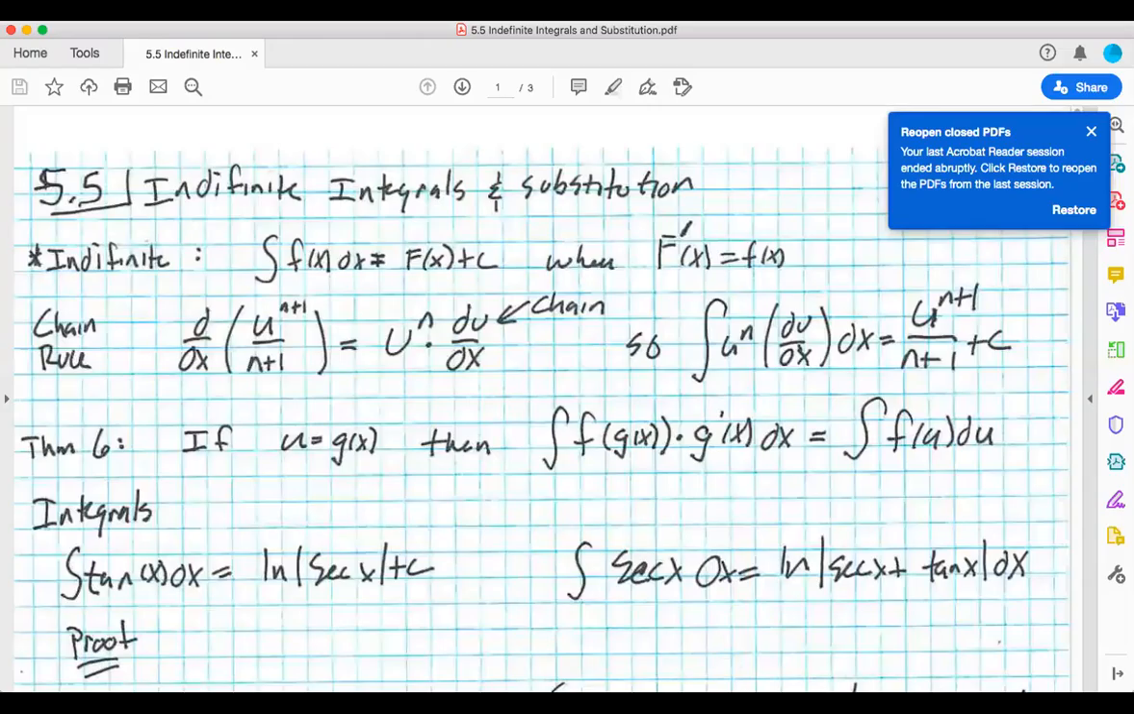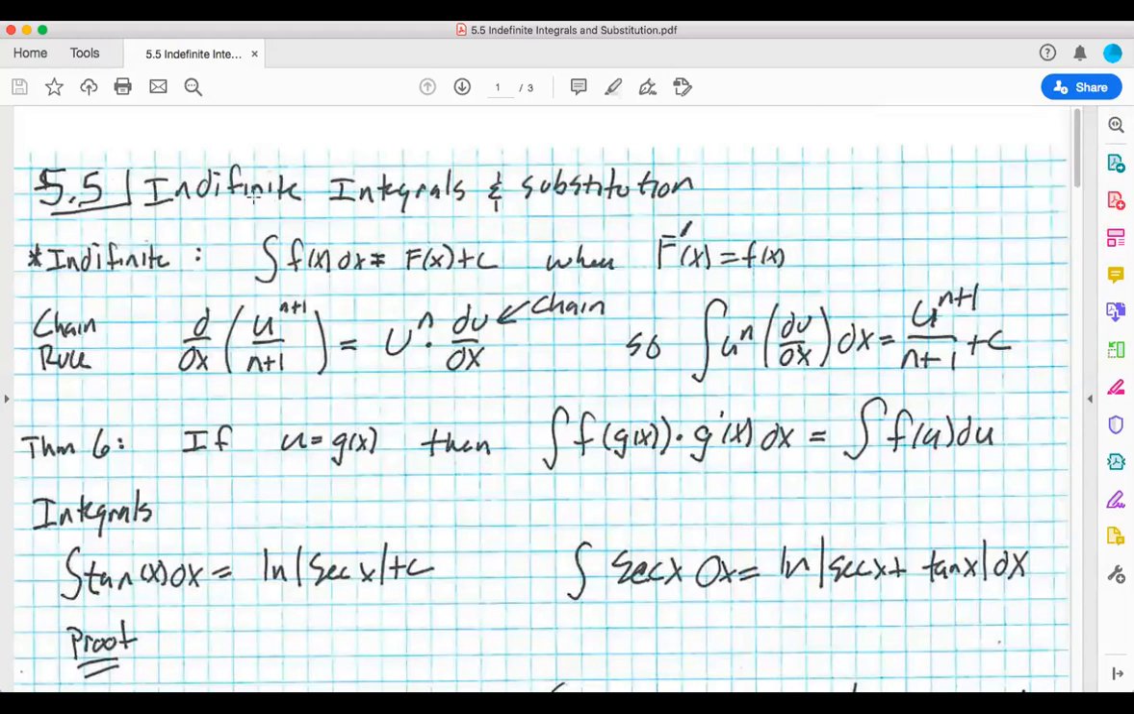Welcome to 5.5. This is indefinite integrals and substitution. And two things that I just want to talk about briefly: I'm going to try to go back and work out some of the proofs on the whiteboard, so hopefully you guys will be able to see the whiteboard. And I'll go through these notes as well, but we'll see how this works.